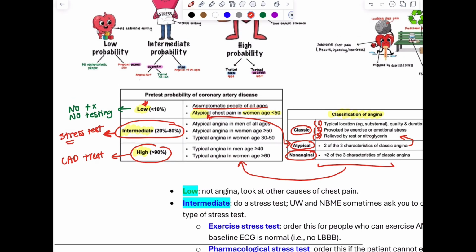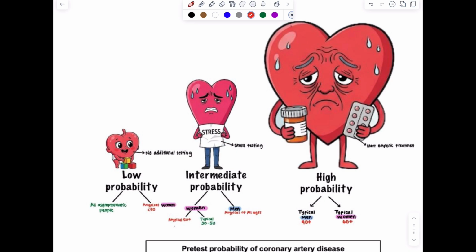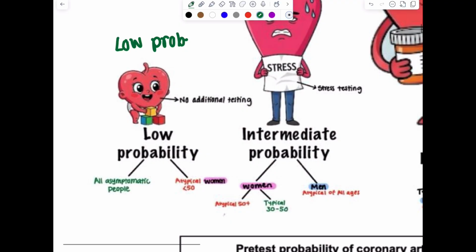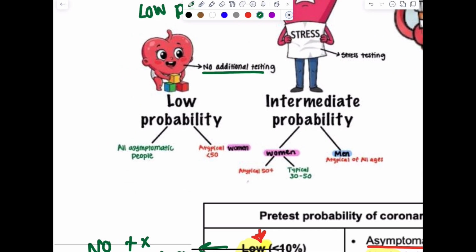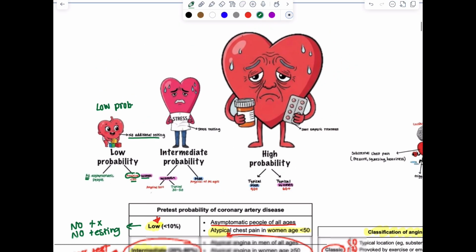Okay, so right here, I drew 3 hearts. Again, it helps with seeing something visual, especially on exam. The smallest heart is going to be the low probability people. Okay, and right here, it says no additional testing because the probability of them having coronary disease is very low. And who are the low probability people? Women under 50 with atypical pain, or all asymptomatic people. You don't do anything for those people. Most of the time, like I said, you're going to be here.